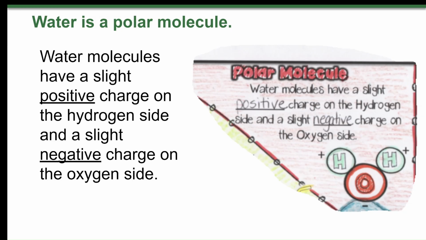We want to identify that water is indeed a polar molecule. Water molecules have a slight positive charge on one end and a slight negative charge on the other end. More specifically, a slight positive charge on the hydrogen side and a slight negative on the oxygen side. Those positives and negatives are going to be able to attract to other positives and negatives. A positive will attract to a negative of a different water molecule, and this negative will attract to a positive of a different water molecule.